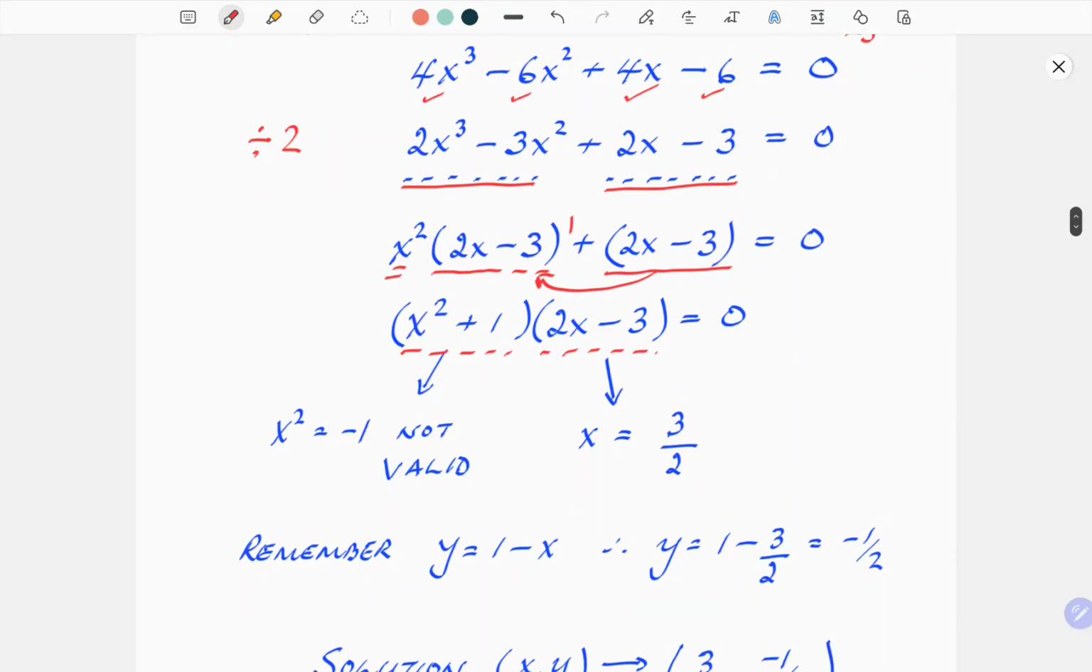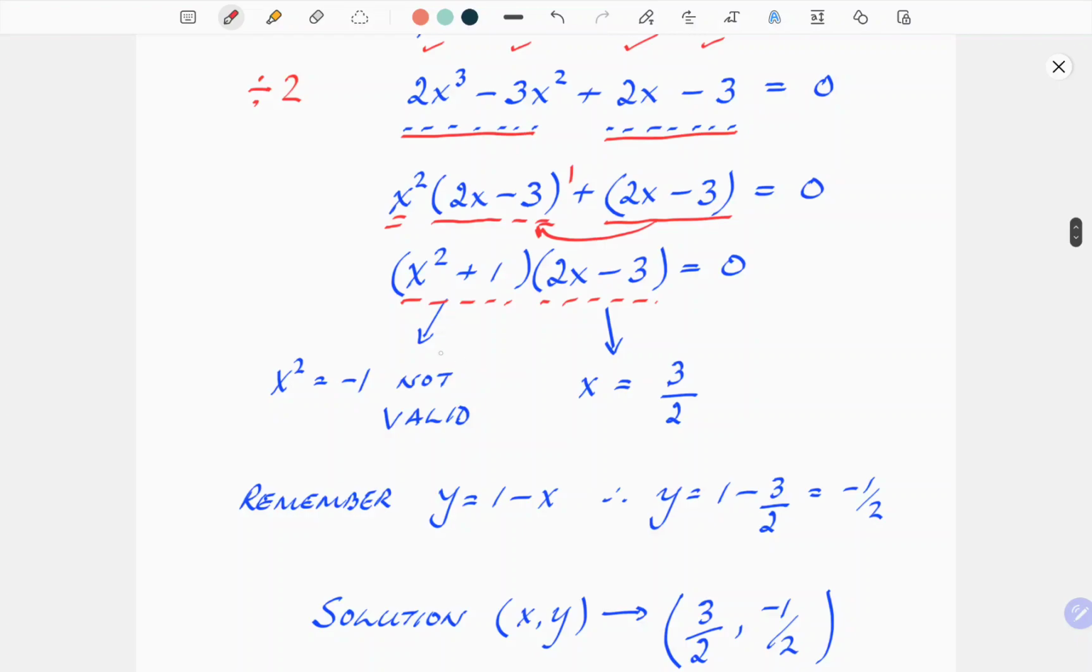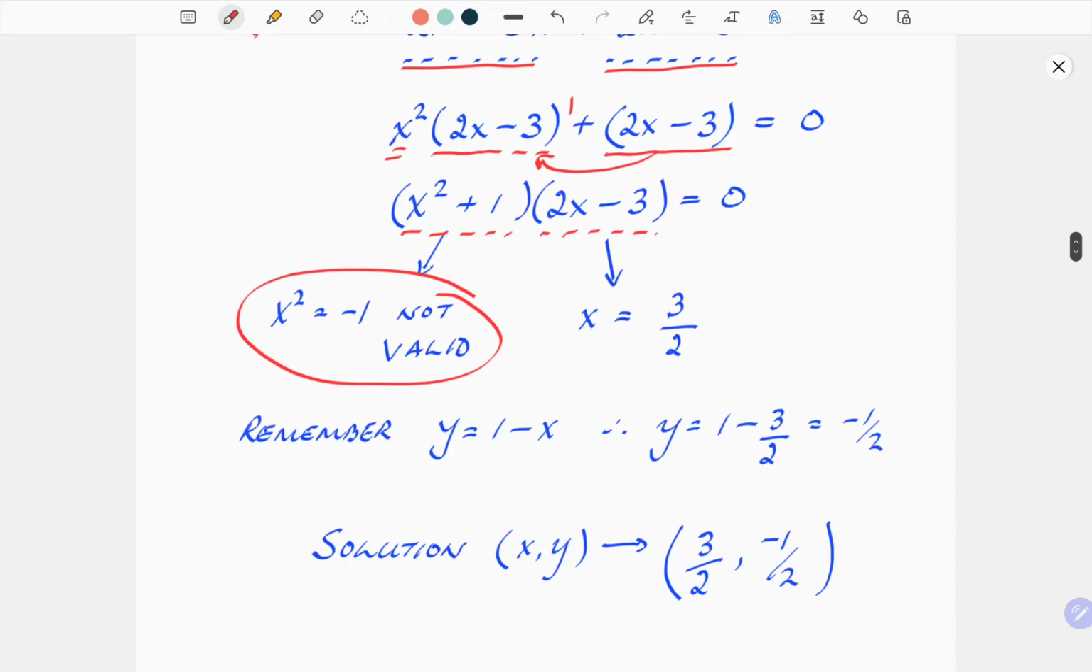Given that simplification, we now have 2 possible solutions for x. The first one, where x squared would be minus 1, is not valid under normal terms, because you're not square rooting a minus 1, so that's not going to work. But I will come back to that in a moment with a slight addition to that thought. The other solution presents us with a clear, valid answer of x equals 3 over 2.